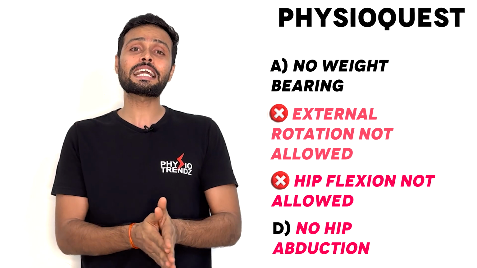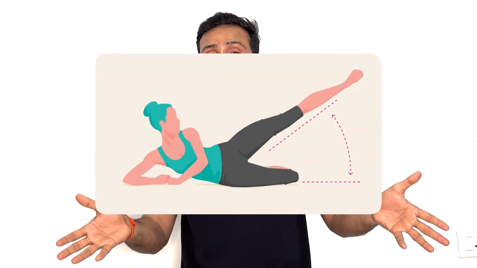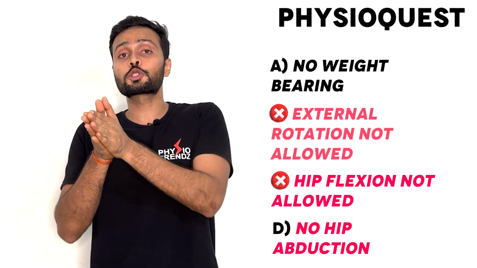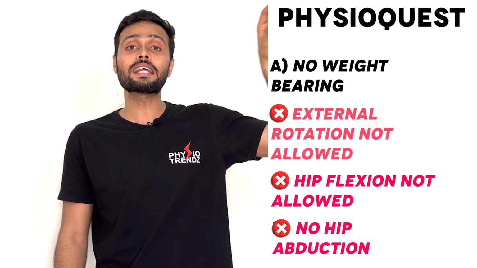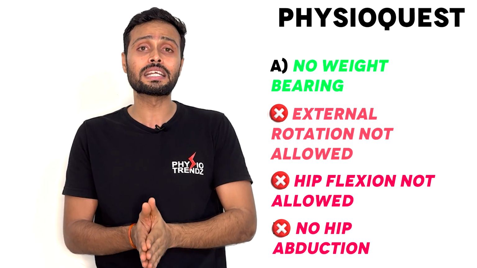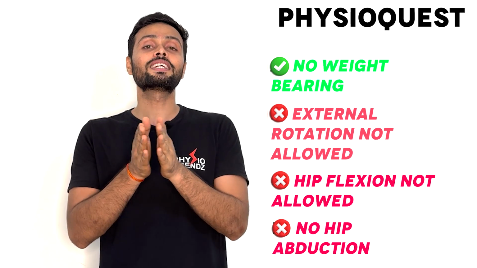Option D, which says that hip abduction has to be avoided. Now this again really doesn't make any sense, because after any kind of hip surgery, we maintain the hip joint in abduction for better stability. So how can we restrict hip abduction for this patient? So this option is also not correct. And as we just mentioned, option A looks more promising here, and that is why option A is the correct option for this question.